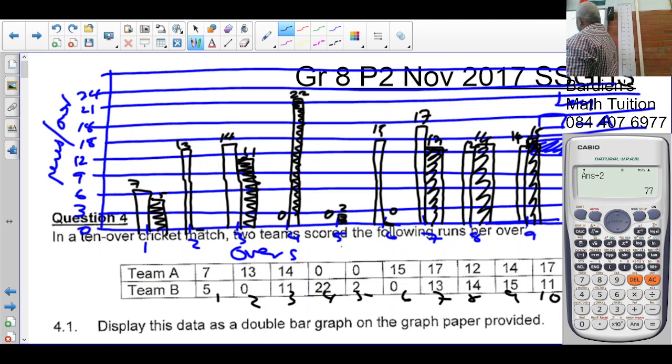So that is 17 and 11. Alright. And that is a double bar graph. It's fairly simple. I think I must ask you this in the exam.